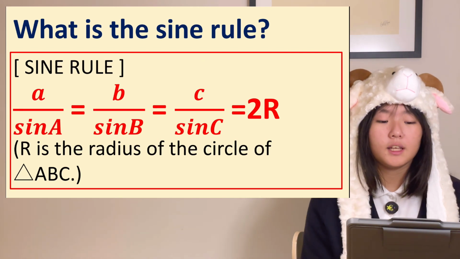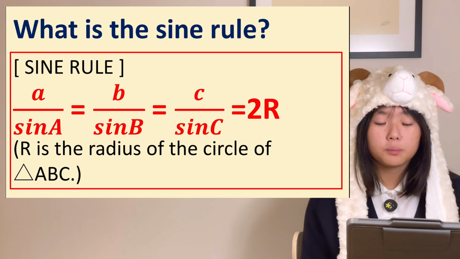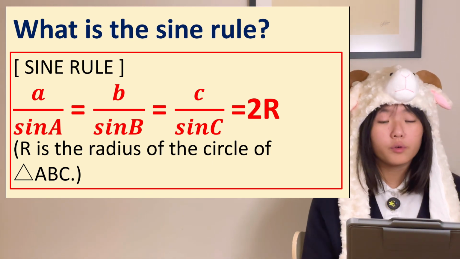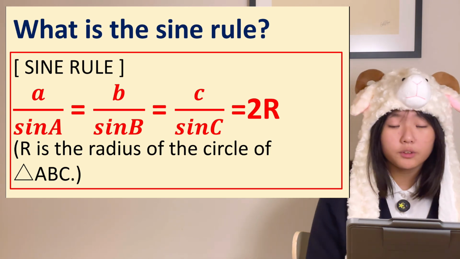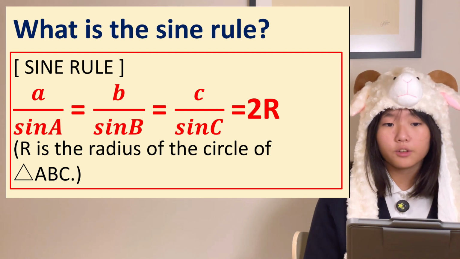The sine rule is a over sine uppercase A is equal to b over sine uppercase B equals c over sine uppercase C, which is also equal to 2R. R is the radius of the circumcircle of the triangle ABC.